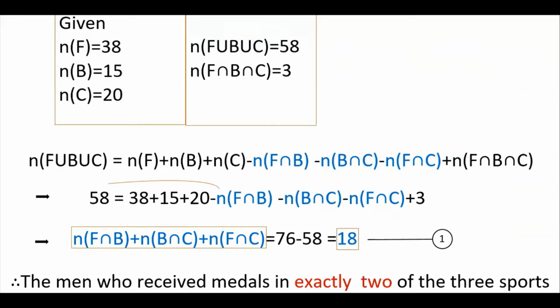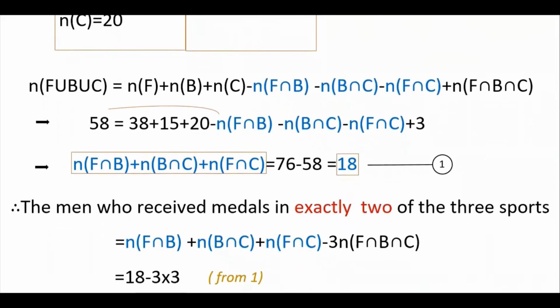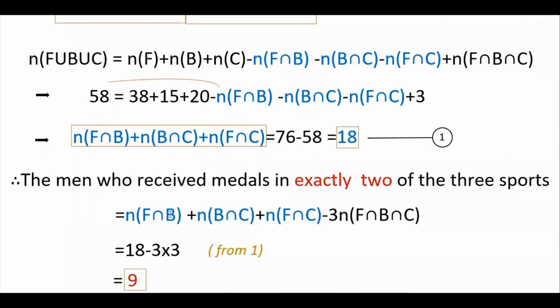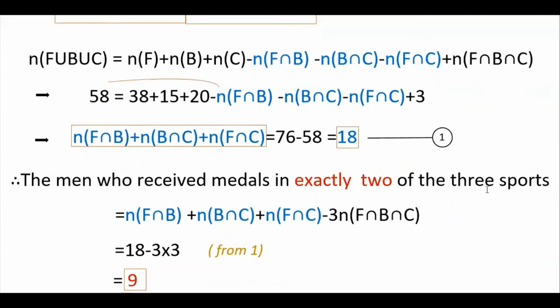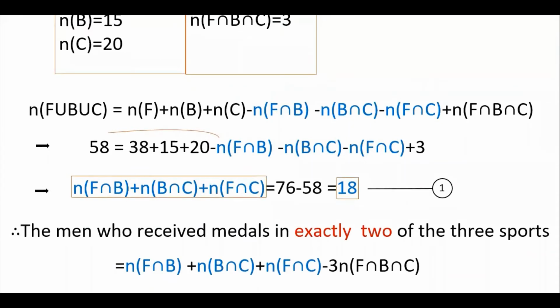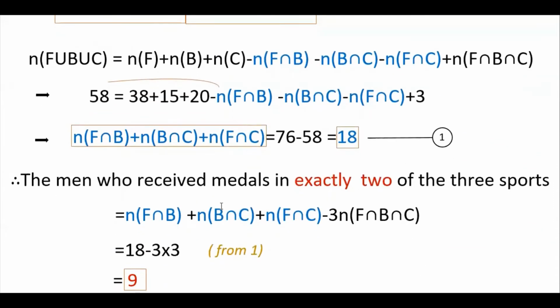This is the first one. And here you have to find the men who received medals in exactly 2 of 3 sports. So now use this one: N of F intersection B plus these 3, add these 3, minus 3 into N of F intersection B intersection C. So you are using this one because here exactly any 2 of the sets, exactly 2 of the 3 sports, a similar one. So now substitute this value. Just now we got this value, that is 18. 18 minus 3 into this value is 3, that is given in the problem. So 18 minus 3 into 3, that is 9. So the men who received medals in exactly 2 of the 3 sports is 9.